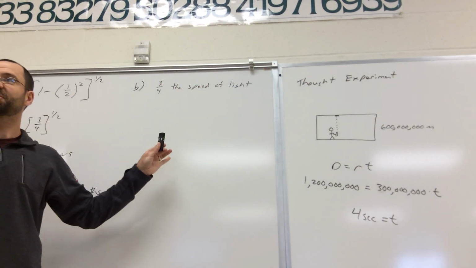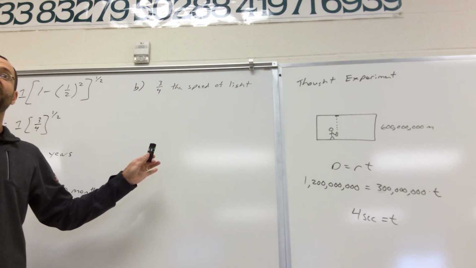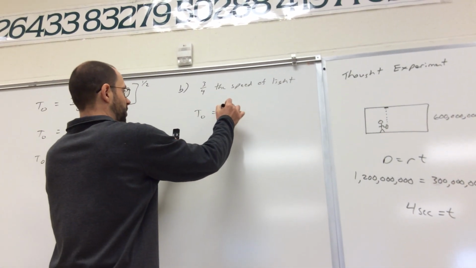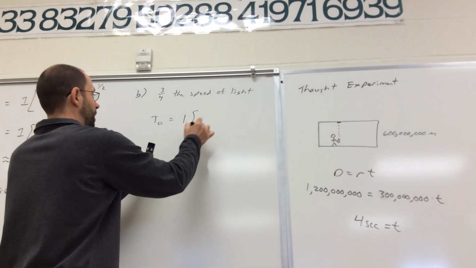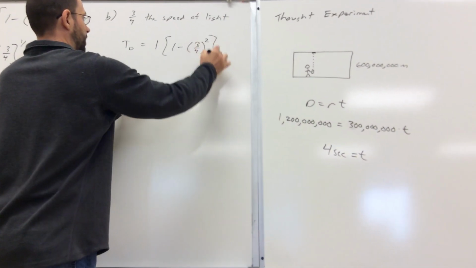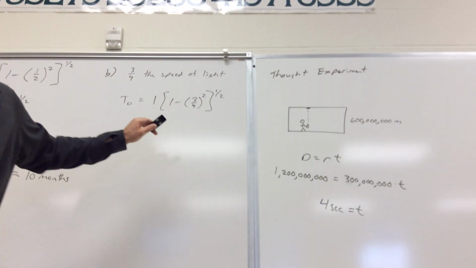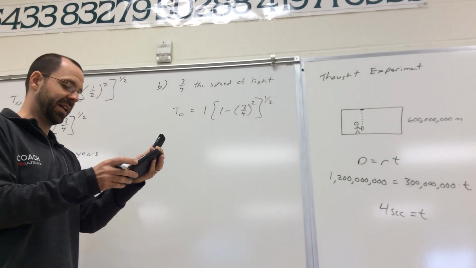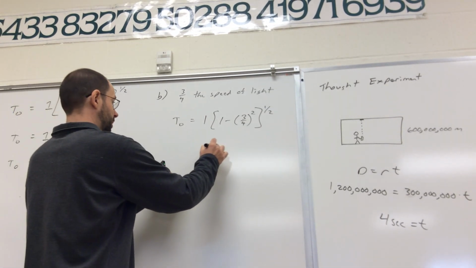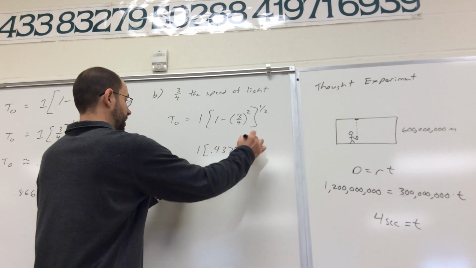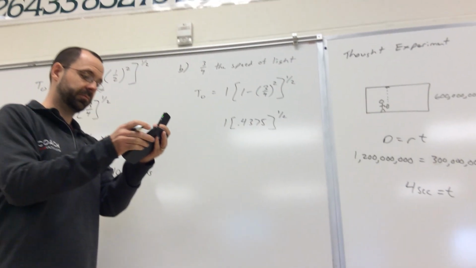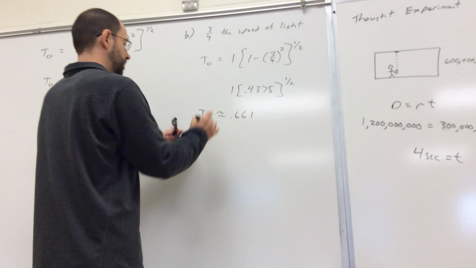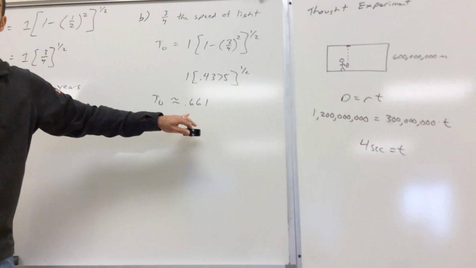So now you build a spaceship that can go even faster, and you send them away at 3/4 the speed of light for a year, right? So now T0 equals 1 year that you think happened times (1 minus (3/4) squared) to the 1/2 power. So 3/4 squared, 1 minus that, so 0.4375 to the 1/2 power, 0.661. So you experienced 1 year, but they only experienced 0.661 years.